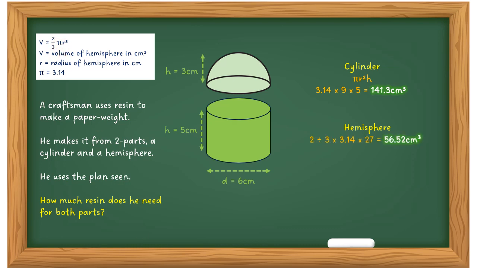And you can see here, once you convert that to numbers you can work with, it's just 2 divided by 3 times 3.14 times 27, and the answer is 56.52. Now if you add them both together, that will give you the total volume for that shape. Okay? And you can see there, adding it together, the answer is 197.82 centimeters cubed. All right, so when you see a question like that, that's as tough as it gets.